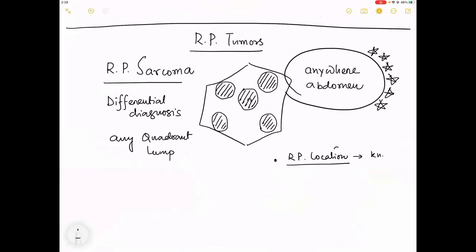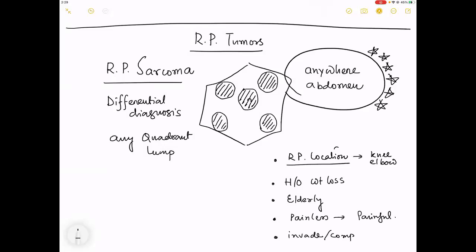The second is that the patient has a history of weight loss. Number three, usually seen in elderly. Number four, initially painless, later can become painful. Finally, can invade or compress surrounding organs.